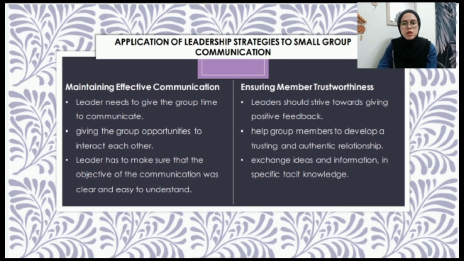Lastly, ensuring group member trustworthiness. Leaders should strive towards giving positive feedback to their group. This approach will help group members to develop a trusting and authentic relationship.